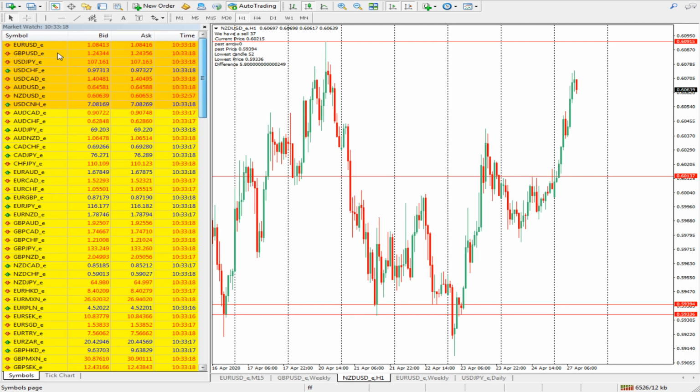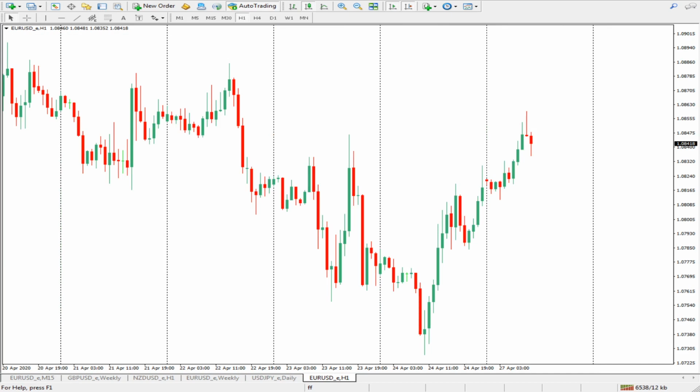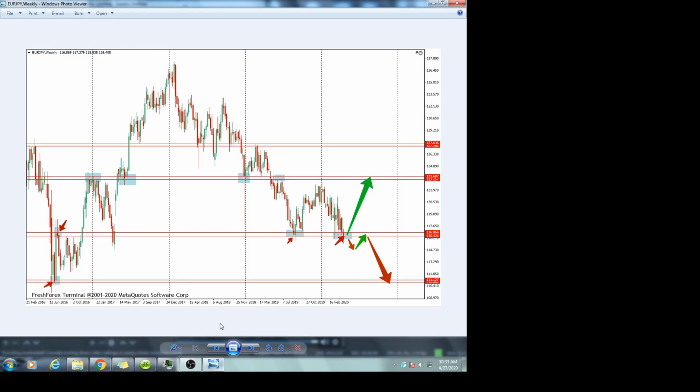I've already checked that already. Let's say Euro USD. This is what we expect to be happening. I'm going to show you that in a short while. So we do have a level here. So this is Euro JPY. We need Euro USD. This is what's happening on Euro USD.